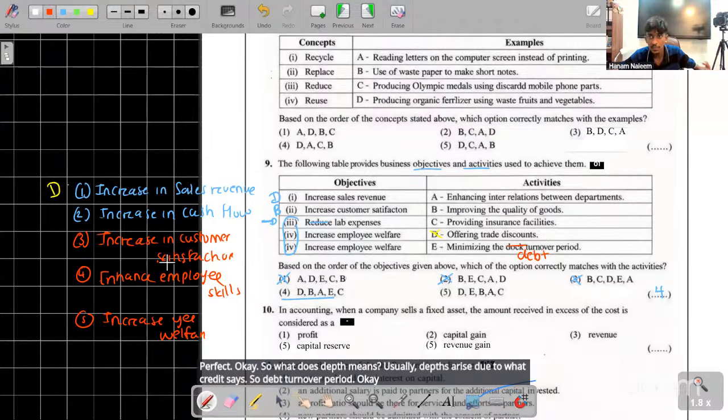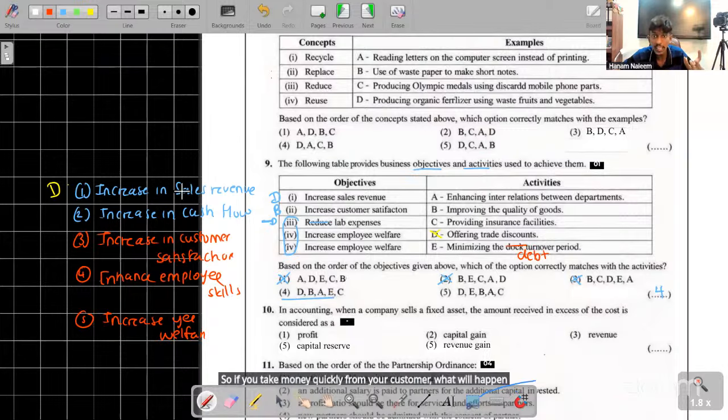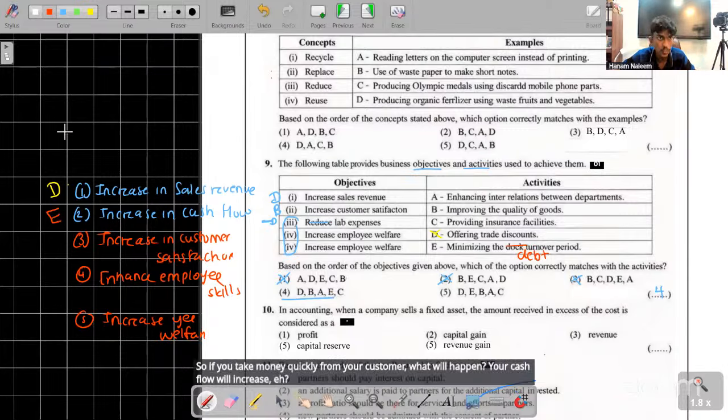There are some customers who give you the money, right? So if you are reducing the period, it means you are taking money very quickly. If you take money quickly from your customer, what will happen? Your cash flow will increase. So we can take E for the second one.